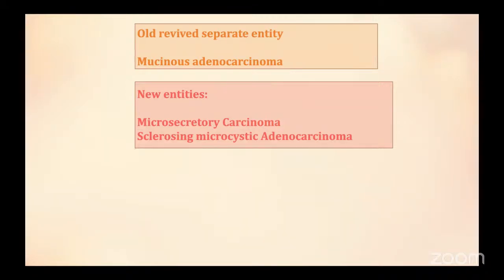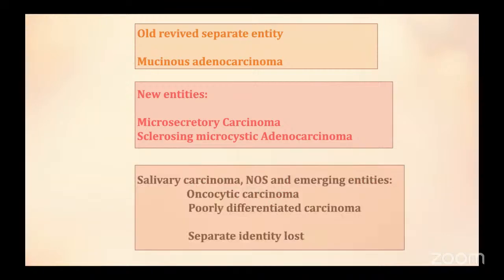These are majorly in the minor salivary gland. So we will not discuss much about them, but they are low-grade tumors. And oncocytic carcinoma and poorly differentiated carcinoma used to be separate entities, but they have lost their separate identity in the present classification. They have been reclassified into salivary gland carcinoma, not otherwise specified, and emerging entities.